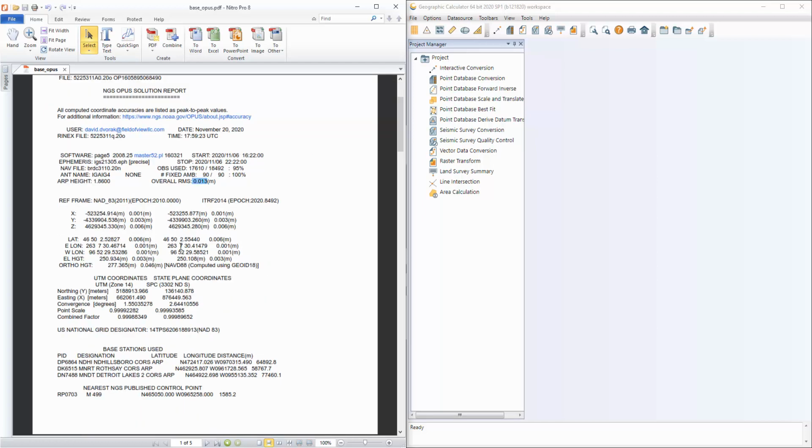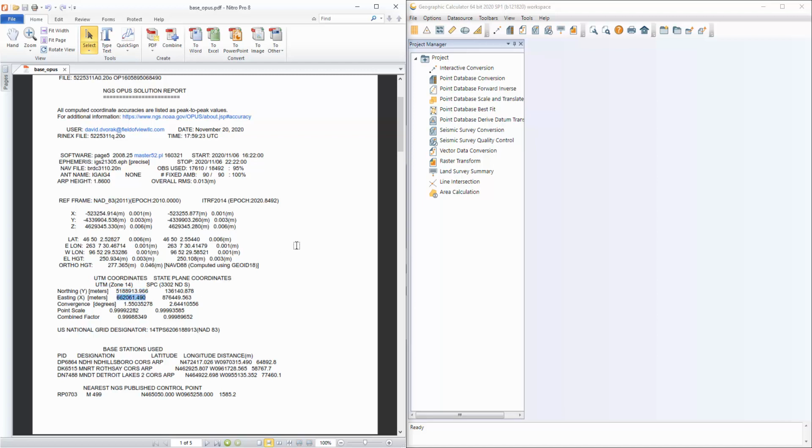So in the report, we have coordinates in the ITRF coordinate system in terms of latitude and longitude. And then we also get the ellipsoid height. We also get the coordinates of that same point relative to the NAD83 2011 reference frame. And here we have the projected version of that relative to UTM zone 14 north. Here, the northing and easting.